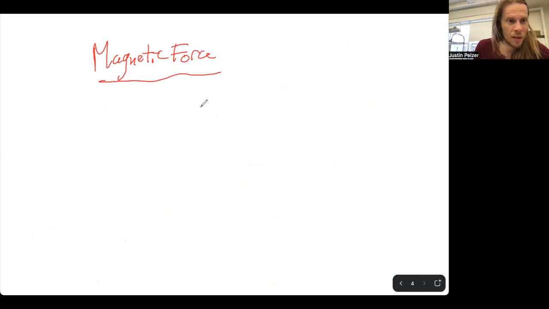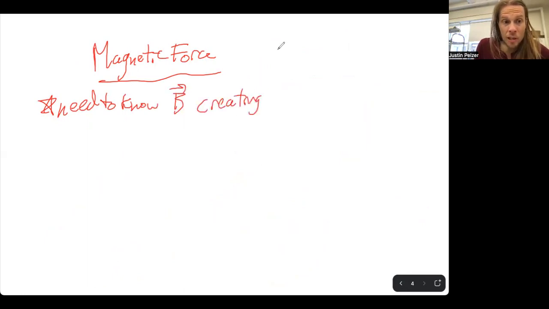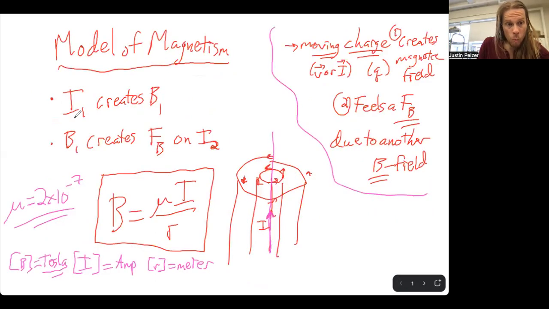How do we create a magnetic force? Well, you need to know the magnetic field creating the force. An object will never feel its own field. The field creates a force on another current, right? Remember? I1 creates B1. Will I1 feel its own field? No.